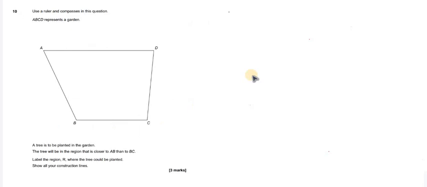Question 10. Use a ruler and compasses in this question. A, B, C, D represents a garden. A tree is to be planted in the garden. The tree will be in the region that is closer to AB than to BC. Label the region R where the tree could be planted. Show all your construction lines. Get your compass out.